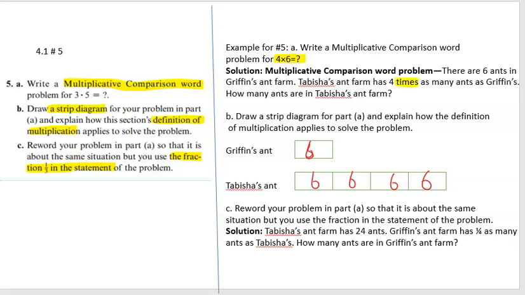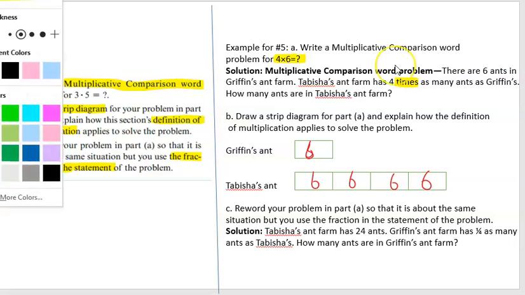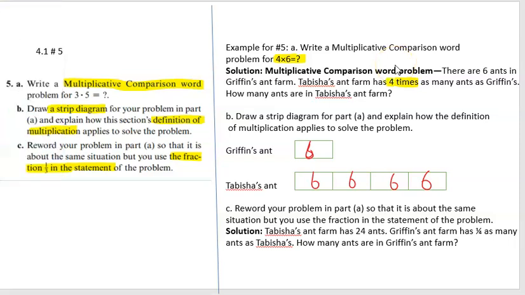So let's say there are 6 ants in Griffin's ant farm, and Tabisha's ant farm has 4 times as many ants as Griffin's. And how many ants are in Tabisha's ant farm? So in this question, notice that I used the words 4 times as many. And so it's better to follow the order because the question says 4 times. So it says 4 times 6.